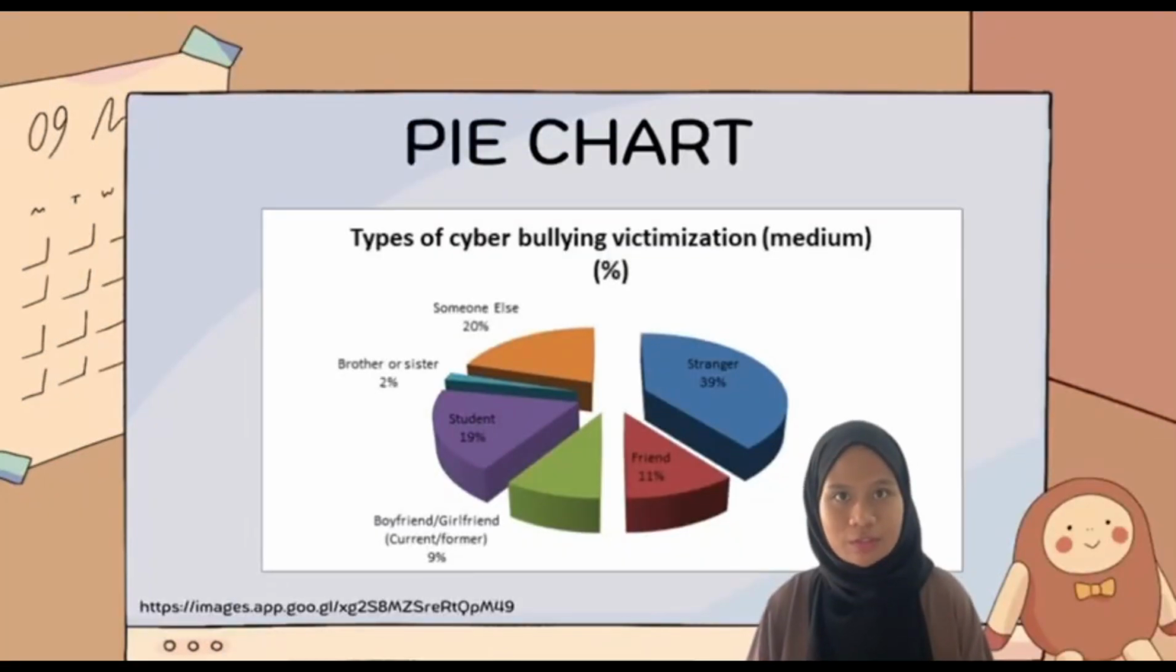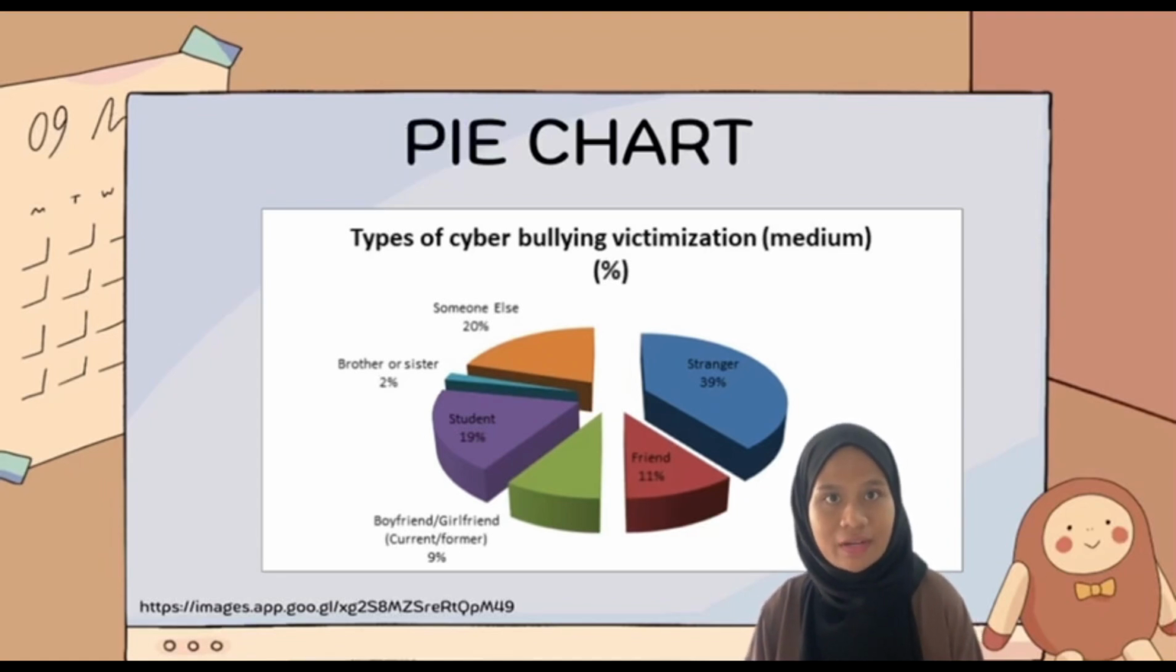The diagram shows the types of cyberbullying victimization. The types of cyberbullying victimization were stranger, friend, boyfriend or girlfriend, current or former, student, brother or sister, and someone else. Next, let's move on to the features.